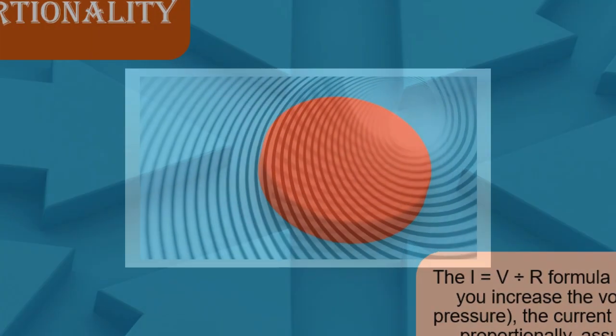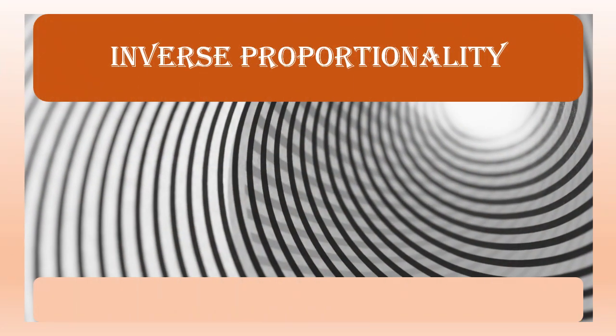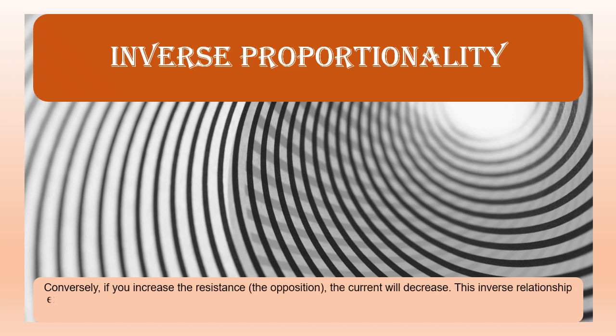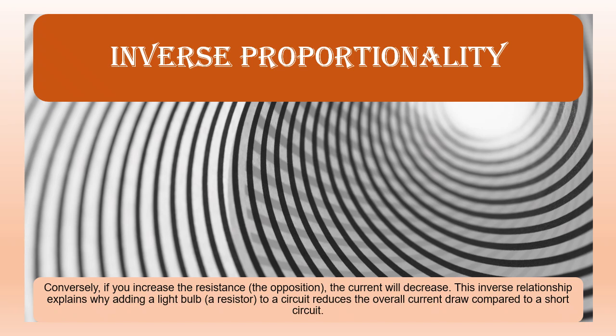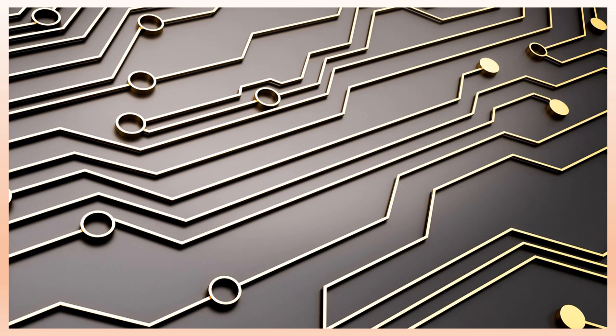Inverse proportionality. Conversely, if you increase the resistance, the opposition, the current will decrease. This inverse relationship explains why adding a light bulb, a resistor, to a circuit reduces the overall current draw compared to a short circuit.